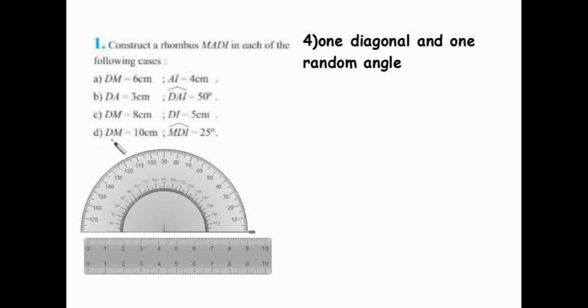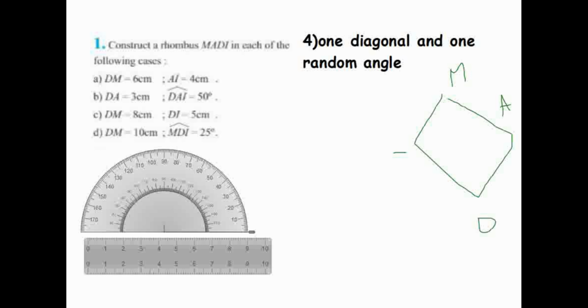Moving on to our last part, D. DM is equal to 10 centimeters and angle MDI equals 25 degrees. Okay, let us draw the draft to know where exactly these measures are. Okay, so this is just a random rhombus. It doesn't look like a rhombus, but pretend you are seeing a rhombus. MADI.